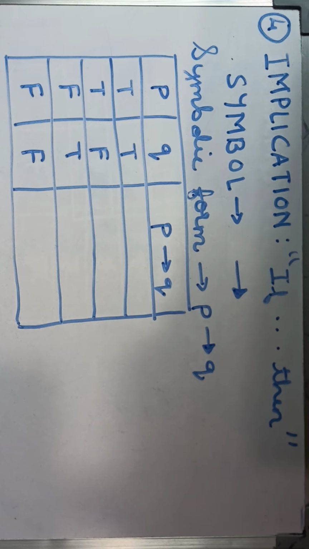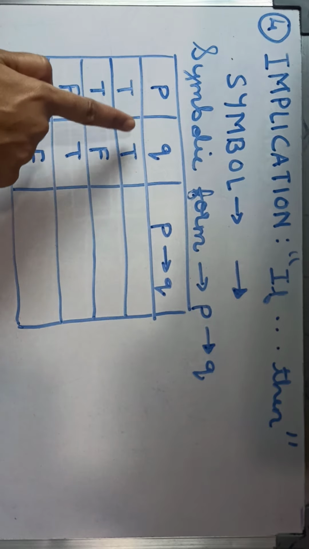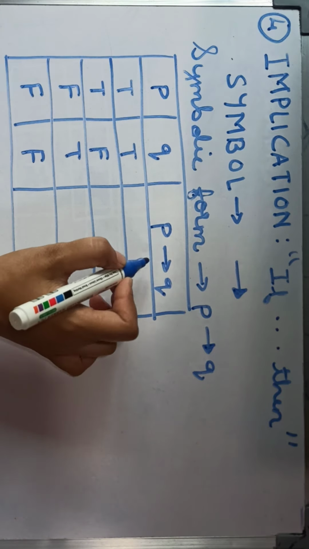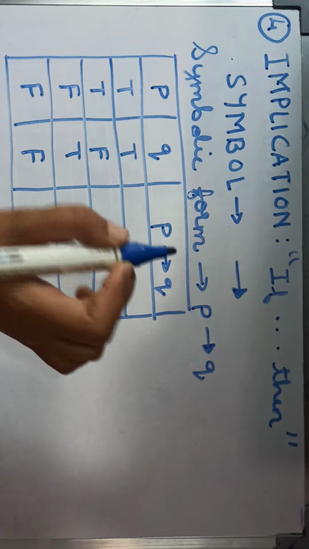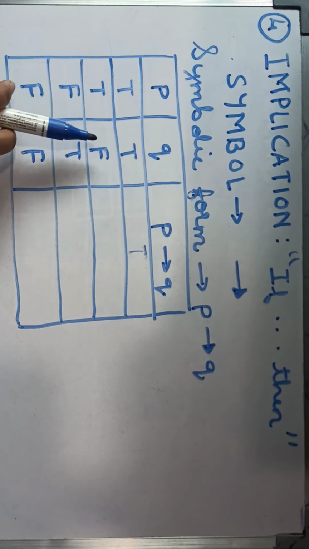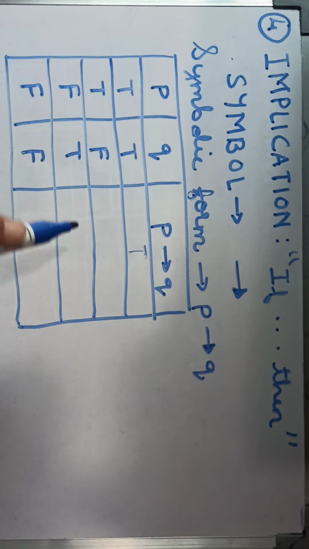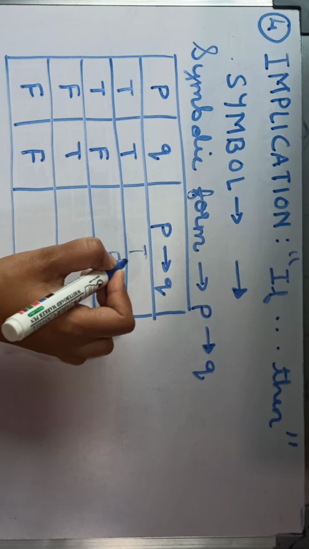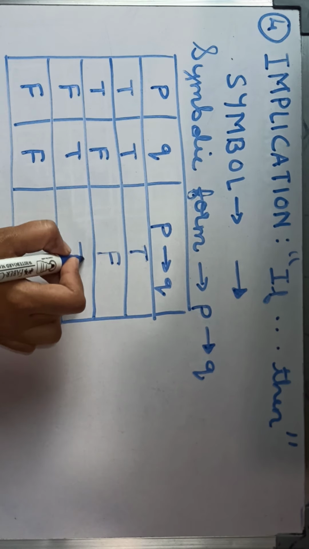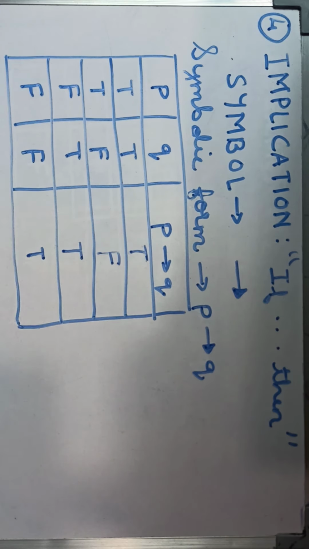Now remember, the conditional statement is false only if the first statement is true and the second statement is false. So here both are true, so this implication will be true. Then here the first statement is true, the second statement is false, so this will be false. The other three will be true. So this is the truth table of implication.